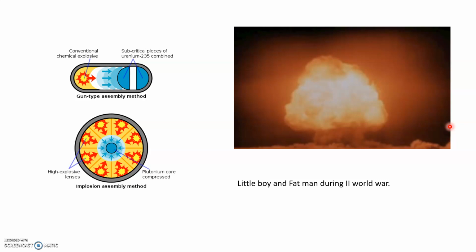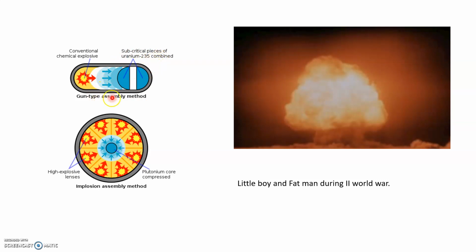Nuclear bombs can be produced by two methods: the gun type assembly method and the implosion assembly method. Here in atomic bombs, fissile materials such as uranium-235 or plutonium-239 are used for nuclear fission. To avoid a chain reaction during handling, the fissile material in the weapon must be subcritical before detonation. The amount of the material should be subcritical.